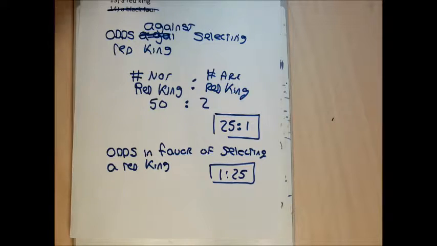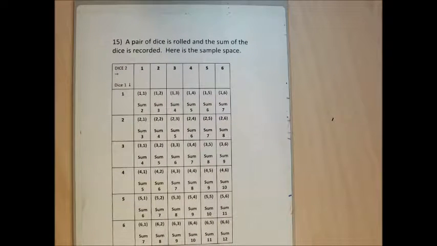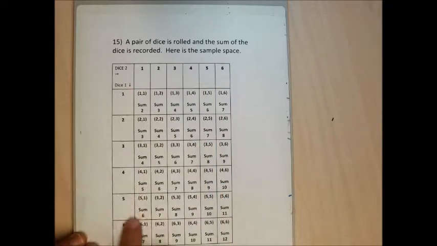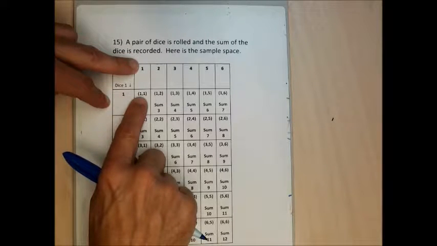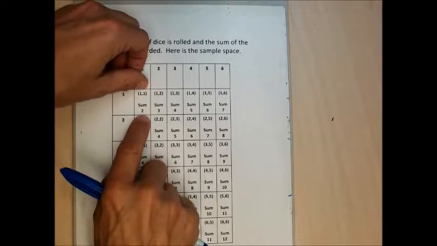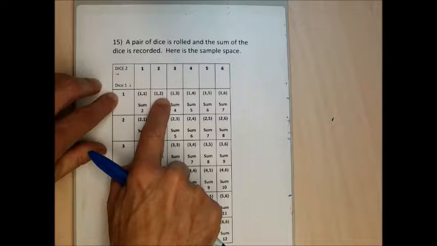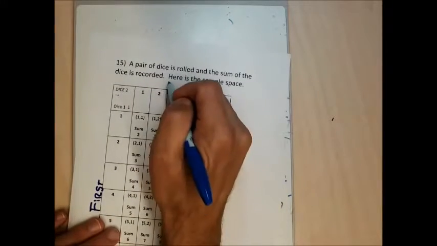Moving on to dice. So this might be a new sample space for us, but it's one that we're going to use a decent amount. A pair of dice is rolled and the sum of the dice is recorded. Here's the sample space. So we have a first dice and a second dice. It could happen that the first dice is a 1 and the second dice is a 1. If you added up the 1 and the 1, you'd get a sum of a 2. It could happen that the first dice is a 1 and the second dice is a 2. These are the first dice here, and these are the second.